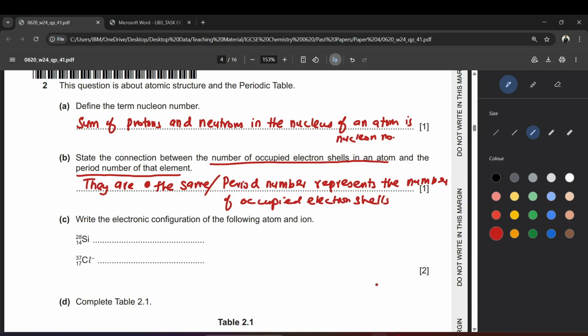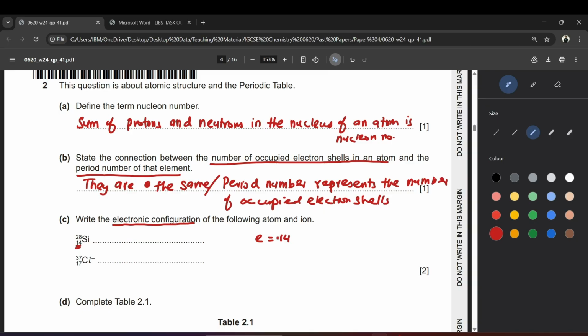All right. Part C. Write the electronic configuration of the following atom and ion. So here we have silicon atom. Now electronic configuration basically means that you have to mention how the electrons are distributed in different shells. Like how many electrons will be there in the first shell, then in the second shell, and so on. So if we see silicon, this is an atom, so the proton number will also be equal to the number of electrons, right? So the electrons are 14.